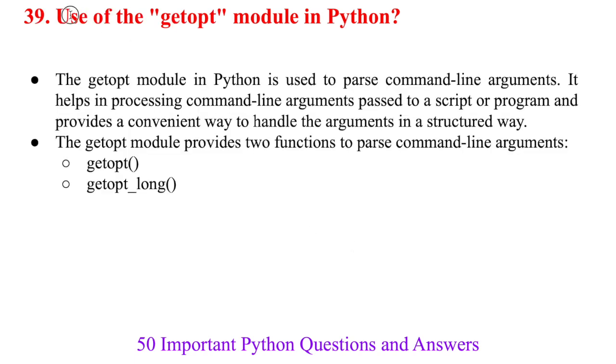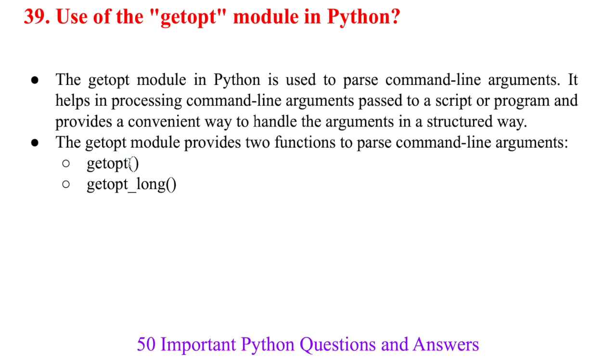How to use the getopt module in Python programming? The getopt module in Python programming is used to parse command line arguments, and it provides a convenient way to handle command line arguments in a structured way, making it easier to process them in a script or program. The getopt module provides two functions to parse command line arguments.